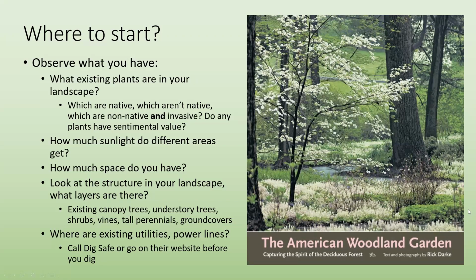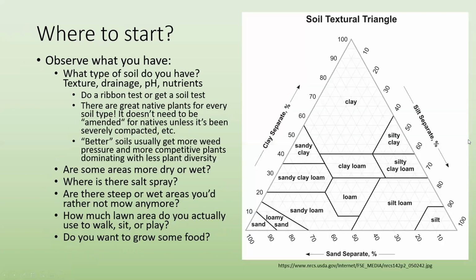And I just put this picture up of the cover of the book, The American Woodland Garden by Rick Darke. I think it really shows the layers and structure in the landscape that you're trying to go for with native plants. It's the foamflower, the ground, the tall overstory trees, and some shrubs, and the understory trees like the flowering dogwood.